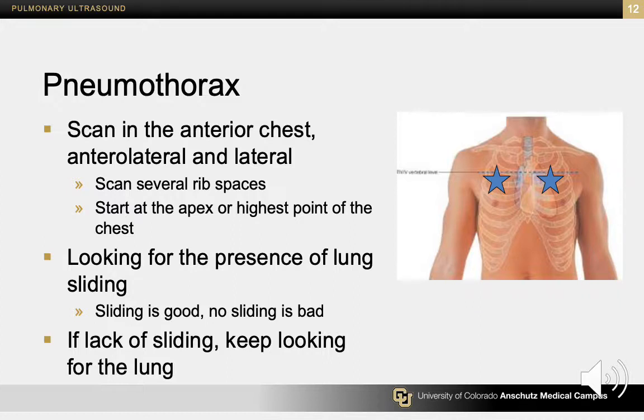And basically what you're looking for is the presence of lung sliding, which we'll cover on the next slide. So lung sliding is good, no sliding is bad. And if you do see a lack of lung sliding, you're going to want to keep imaging a little bit further to make sure that what you're seeing is actually pneumothorax. The absence of lung sliding alone is not specific for pneumothorax.